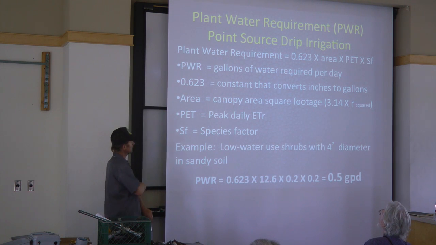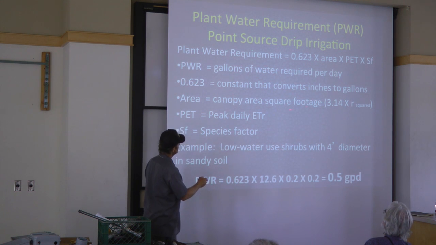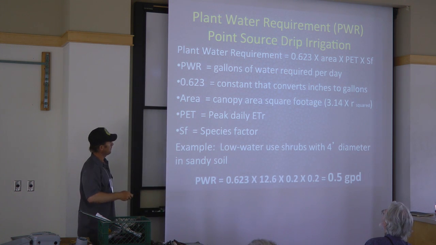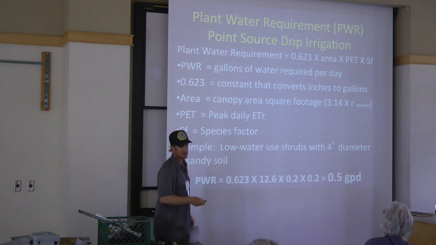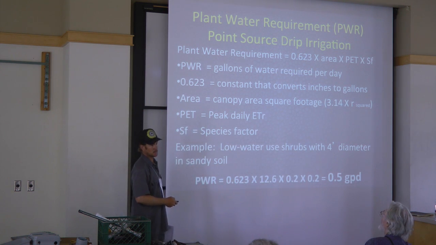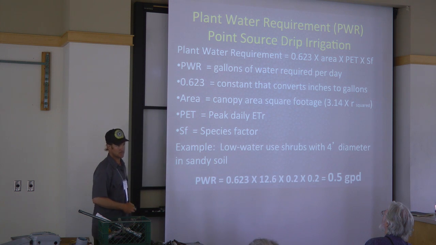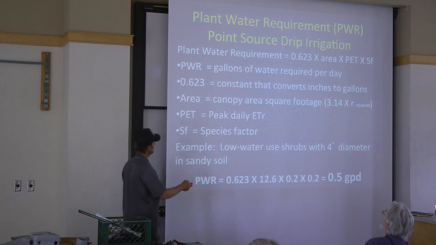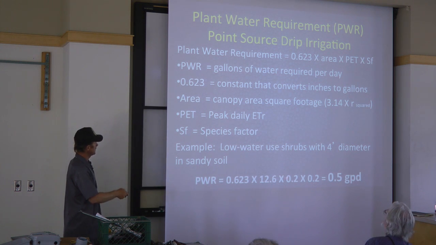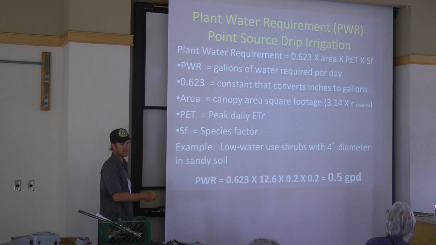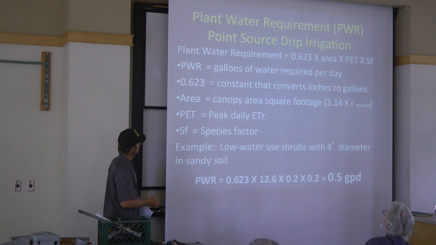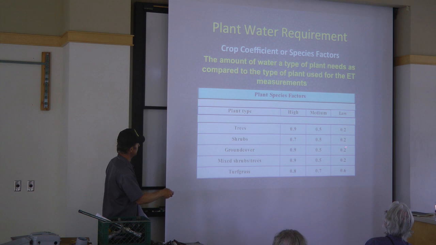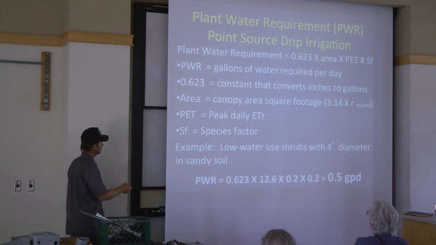The area is your canopy area. We said it's 4 feet. Well, that's a circle. Pi r squared, 3.14 is approximately pi. The radius is 2 feet, because I said the diameter is 4 feet. Square it, well, we get back to 4. Peak daily ET, I told you, was 0.2 of an inch. Species factor, 0.2, because back here we said a low water use shrub, the species factor would be 0.2.